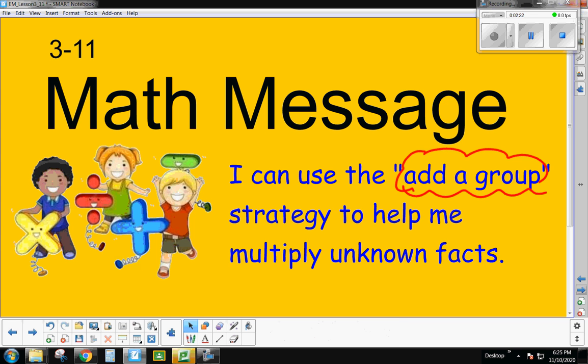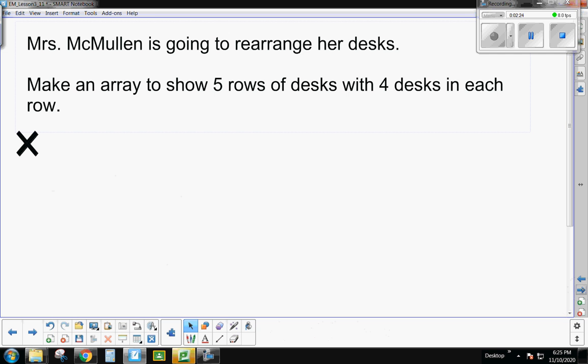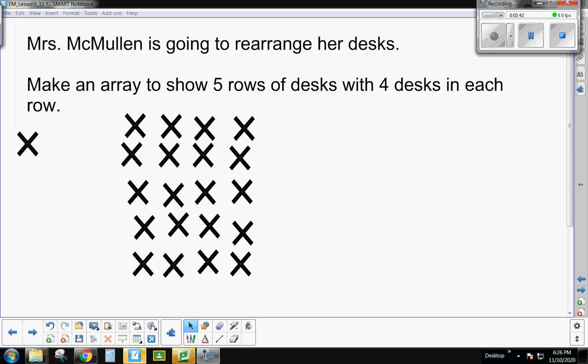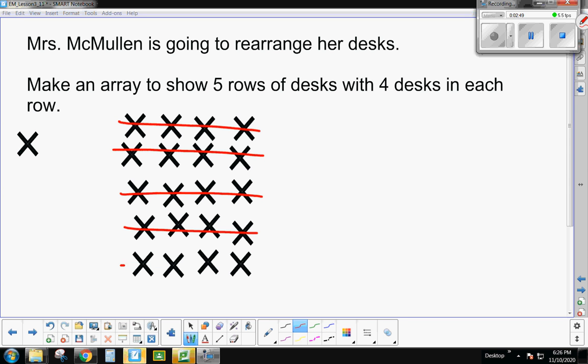Again, I hope you have whiteboard or paper out because I'm going to need you to do a sketch. All right, it says that Mrs. McMullen is going to rearrange her desks. I want you to make an array to show 5 rows of desks with 4 desks in each row. Go ahead and pause the video and do that, please. Okay, so your array should look something like this. You've got 5 rows, 1, 2, 3, 4, 5, and you've got 4 desks in each row.